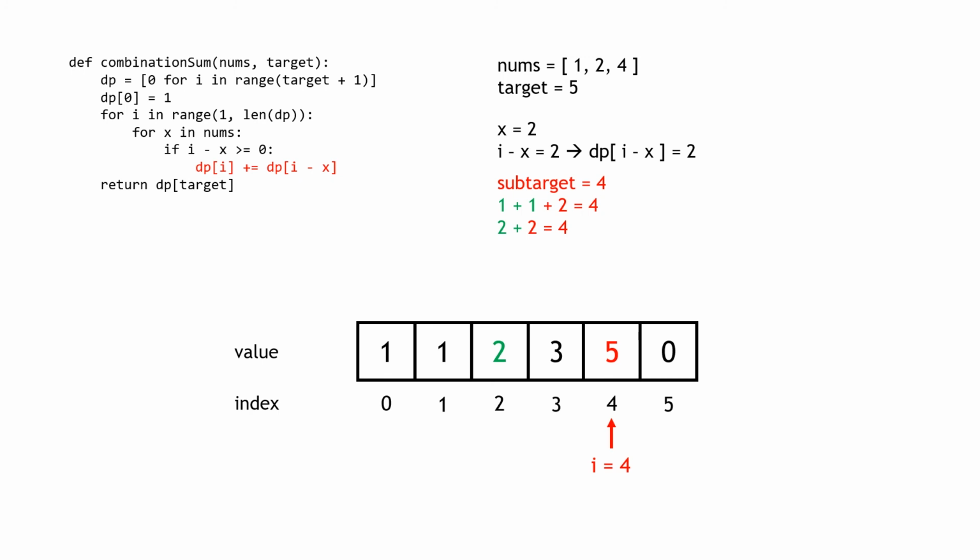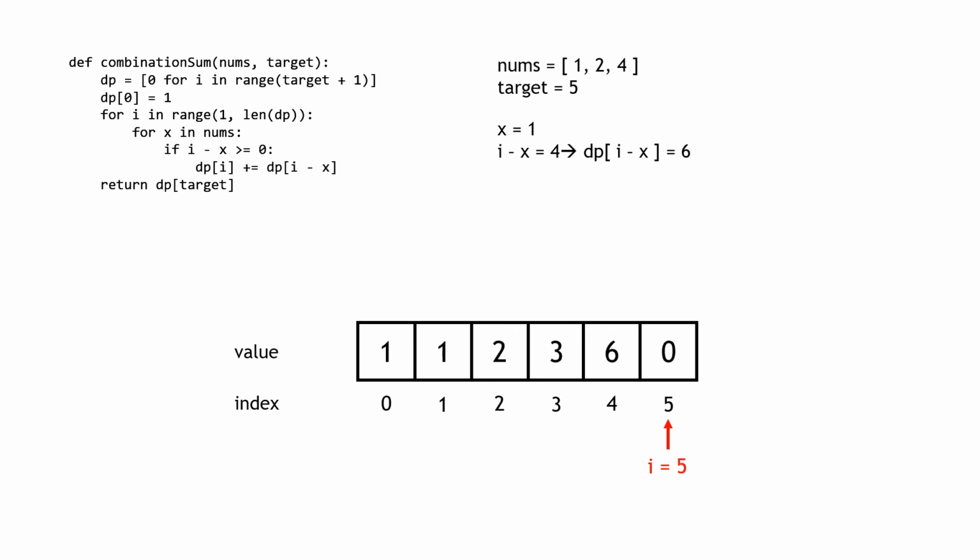This is why we're going to need to update the i equals 4 slot by adding 2 to it. Let's move to our final number of 4. Here i minus x is 0, so we enter the if clause and add dp of 0 to dp of 4. This represents us using just 4 itself to sum to 4. The 4 is the last number in the nums list, so let's move on to the next iteration of the outer for loop, where i equals 5.